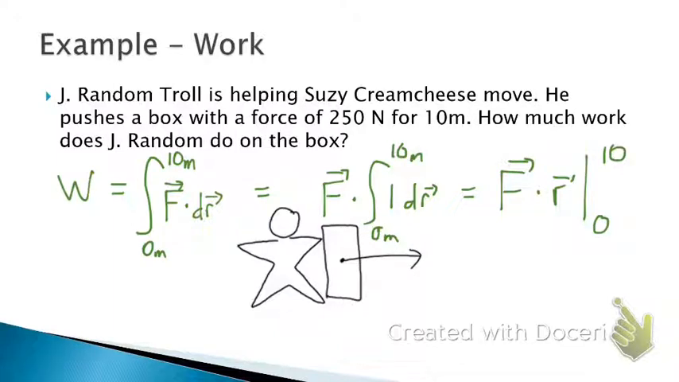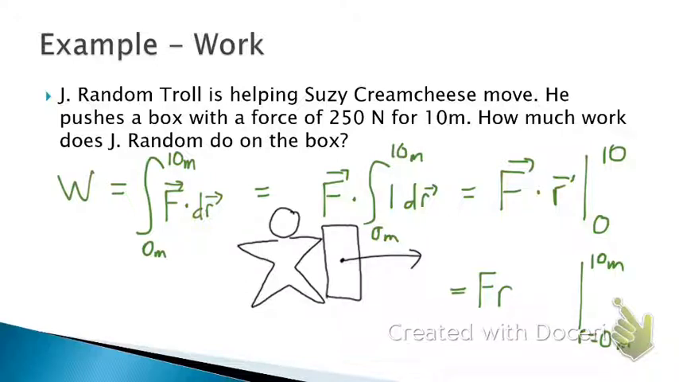Now, since he's pushing it to the right and the box is traveling to the right, that means the cosine of the angle between them, here, I can even write this a little bit differently. I can write this F r cosine theta, where r goes from 0 meters to 10 meters. Okay? Well, here, theta is just going to be 0 degrees because both vectors are pointing to the right. So it simply becomes F times r.